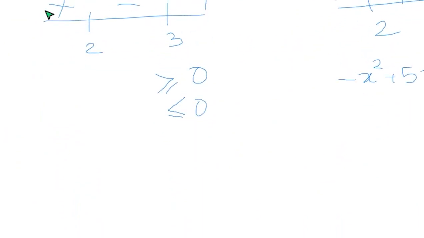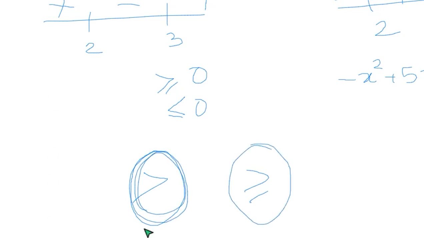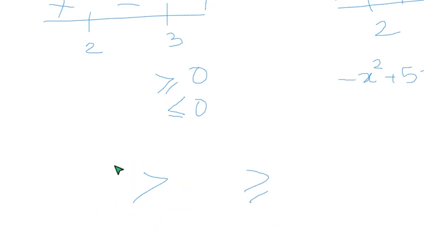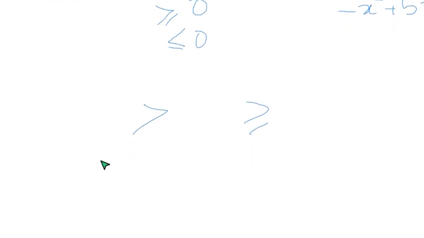Discuss the difference between greater than and greater than or equal to. How do you write the interval notation? What brackets do we use for greater than, and what brackets do we use for greater than or equal to? So for greater than, we use curved brackets. For greater than or equal to, we use square brackets. We have discussed that. So this is about solving quadratic inequalities.